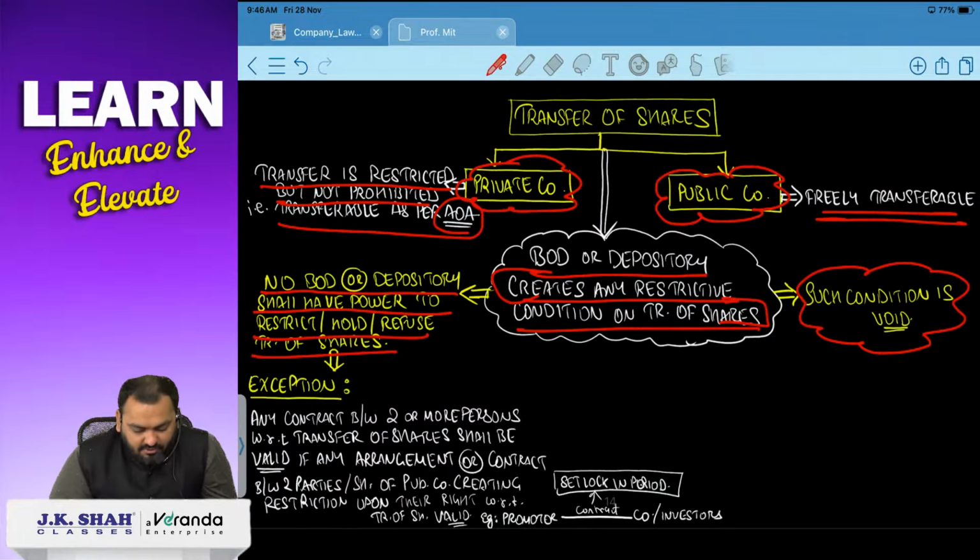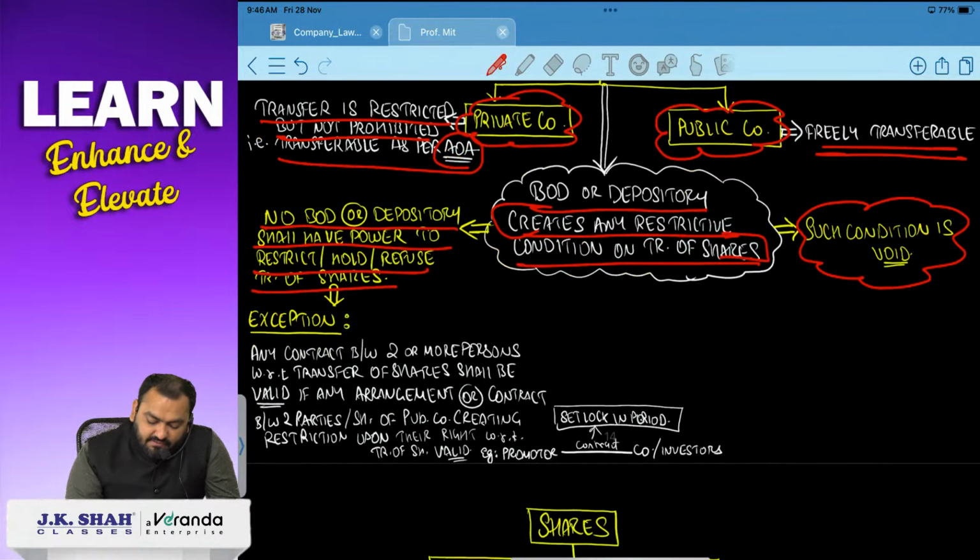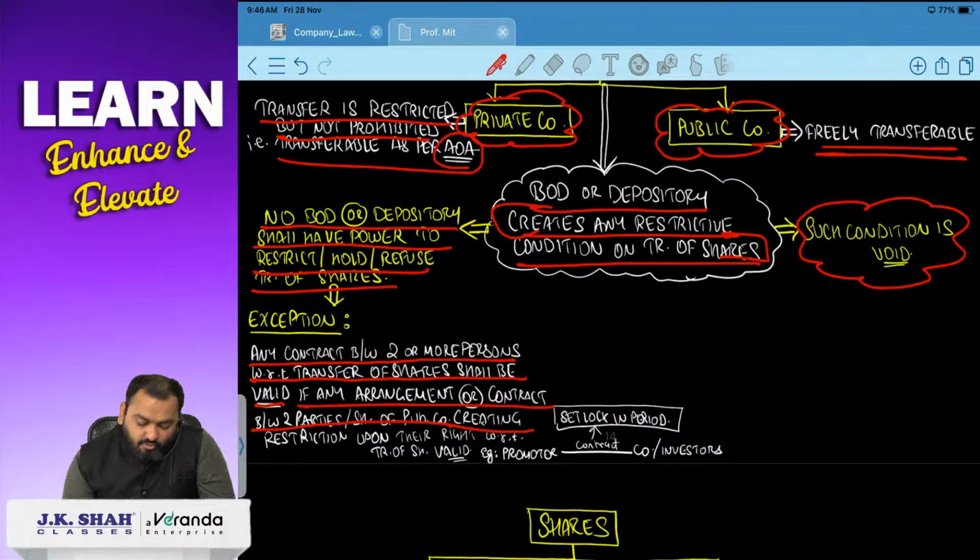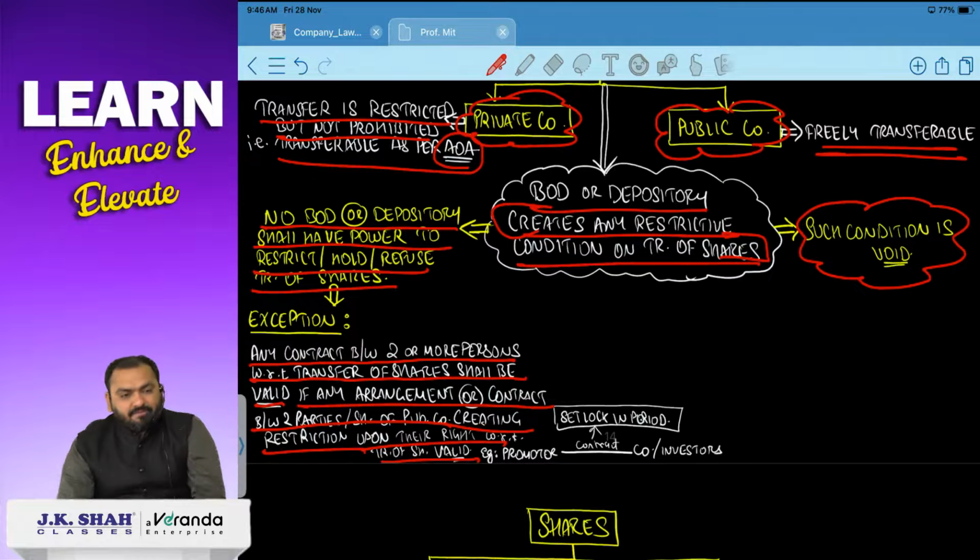Easy? You understood this? So generally nobody can stop your right to transfer your shares. But there is one exception here. What is this exception? Where there is a contract between two or more persons with regard to transfer of shares, it shall be valid. If any arrangement or contract between two parties, or shareholders of a public company, creates a restriction upon the right to transfer the shares, such restriction is valid.